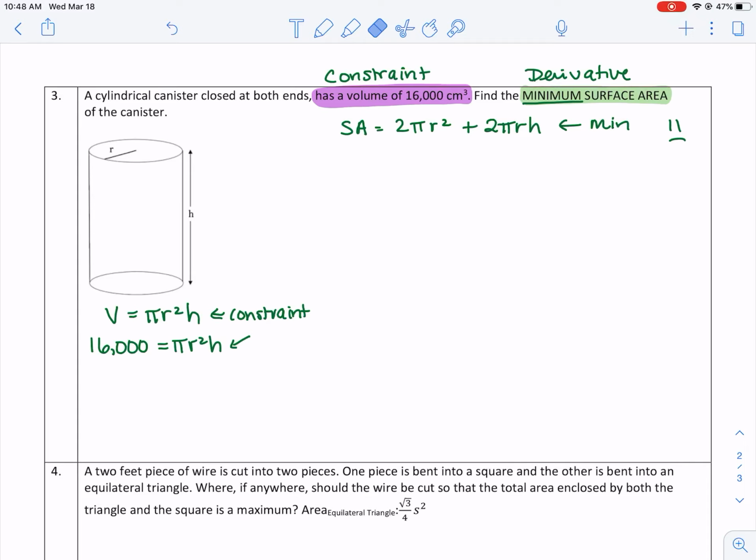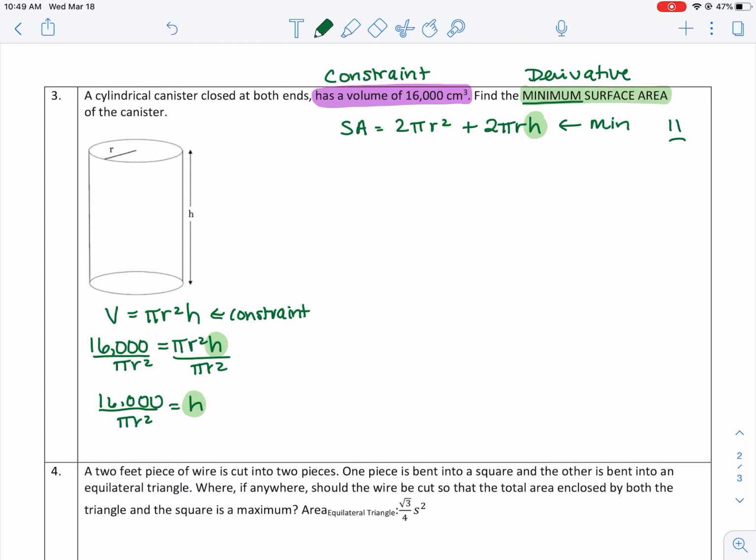Looking at this formula, I'm saying to myself, it's going to be a lot easier to solve for h because h doesn't have any exponents, there'd be no square roots. This would be nice and pretty. So if we divide both sides by pi r squared, we get that 16,000 over pi r squared is equal to h. Notice I can now take this expression for h and substitute it right in there.